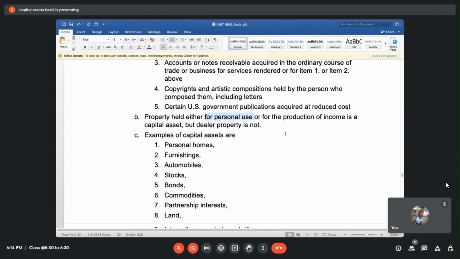Again, any property which is held for production of income is a capital asset, meaning we are using that property. In our case, we are using laptops to do our work and to prepare the returns, and it's used in the production of income. That will be a capital asset.